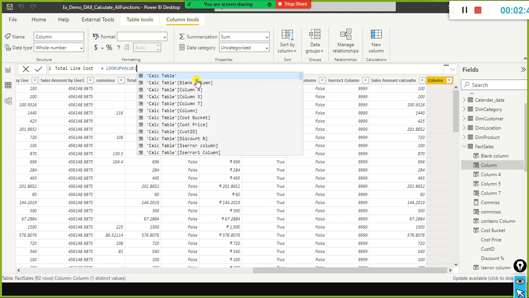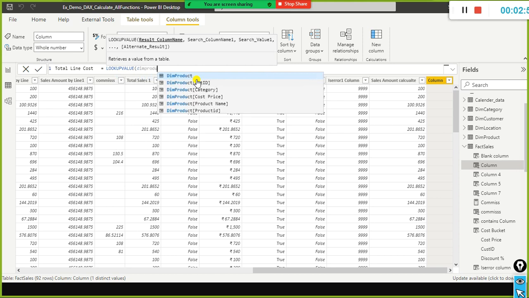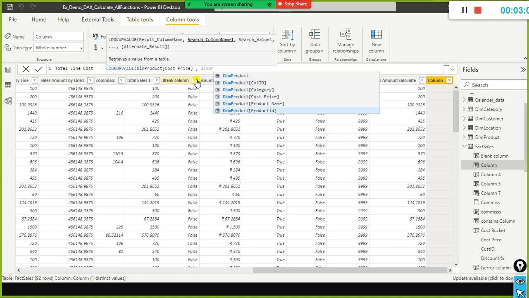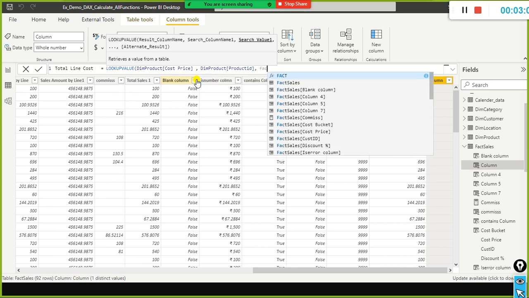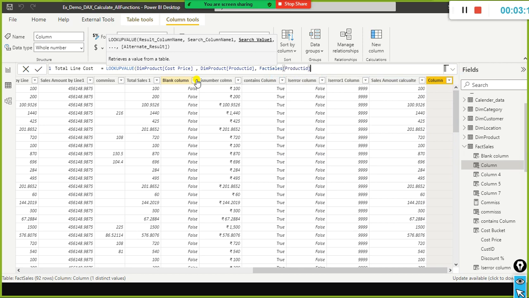Lookup value, and here what I want to do is I want to return the dim product cost price. I want the cost price, comma, and my dim product ID, and here fact sales product ID. Take the product ID from the fact sales. For each line, you take the product ID and do a lookup in the dim product table, based on this product ID, and then return the corresponding cost price.